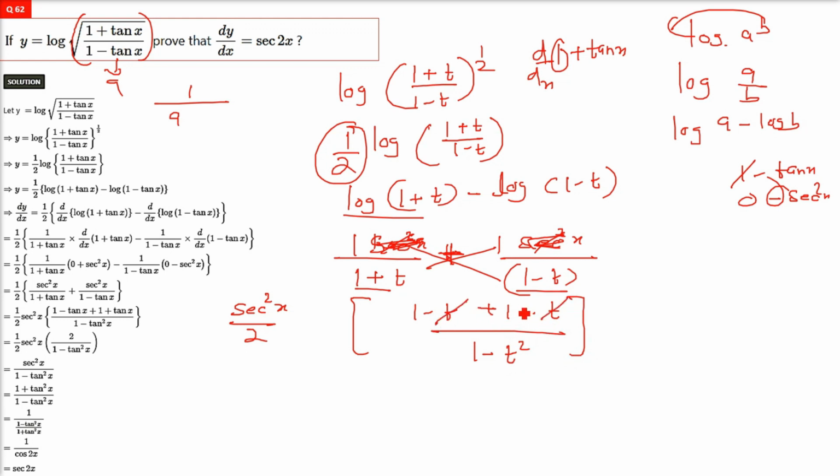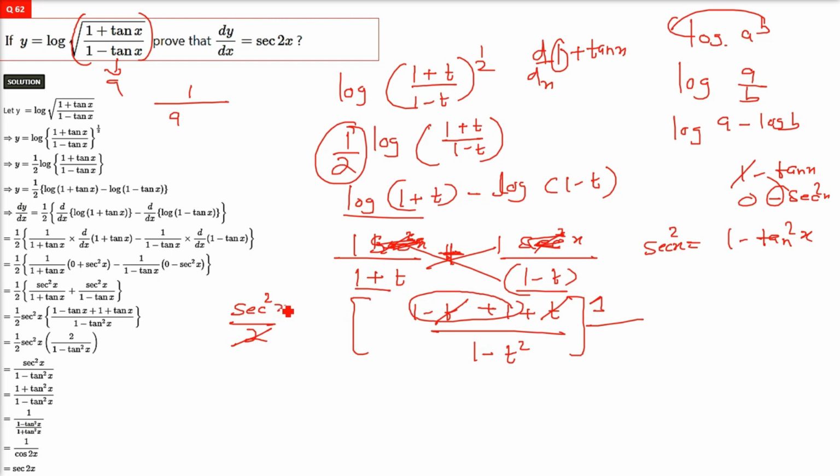Tan theta gets cancelled. You get 1 plus 1 as 2. It can be cancelled by this 2 in the denominator. So you get 1 by 1 minus t square. So 1 minus tan square theta. Please remember, sec square theta is what? Sec square theta is 1 plus tan square theta. It is not 1 minus tan square theta. I have written it wrongly. I'll just change it. Right?